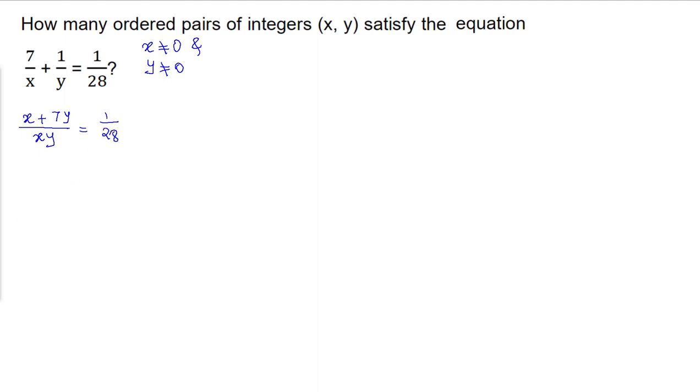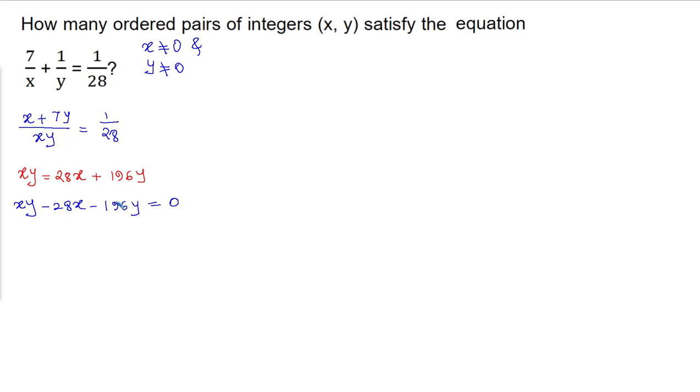Okay, now let's cross multiply again. So x into y is equal to 28x plus 28 into 7, which is 196y. Let's bring all the terms to the left hand side, so it becomes xy minus 28x minus 196y is equal to 0. Over here the degree of this equation is 2 because x and y, these two variables are together. So let's treat this as a quadratic equation.